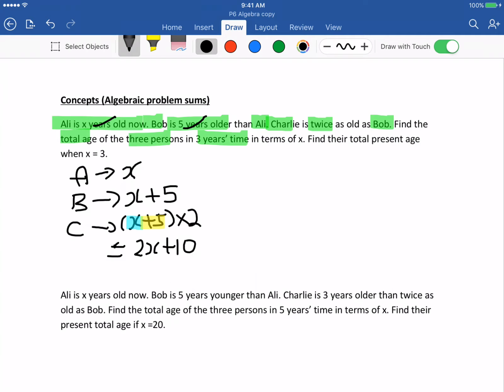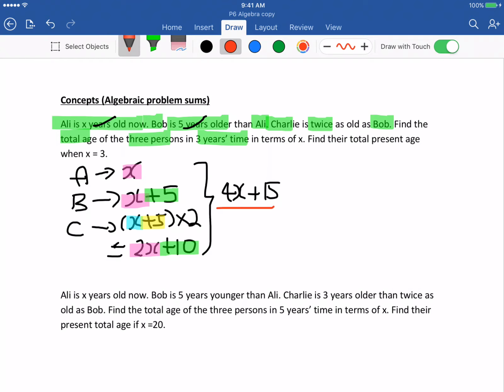Okay, so next step is actually I can go and find our total age right now. We can group it up. So total age will be x plus 2x. x plus 2x will give you how many x in total? 4x. Okay? Plus, we're going to do the next one. Plus positive 5 plus 10 is actually equals to 15. This will be their current total age.